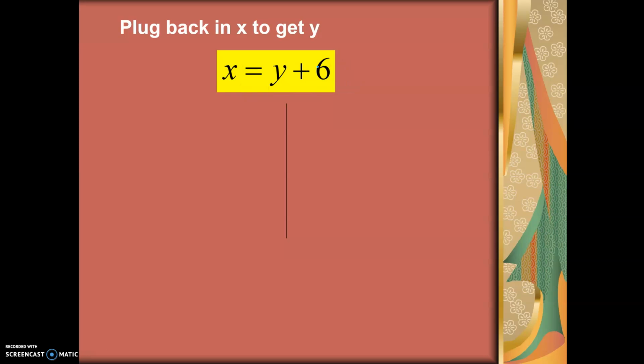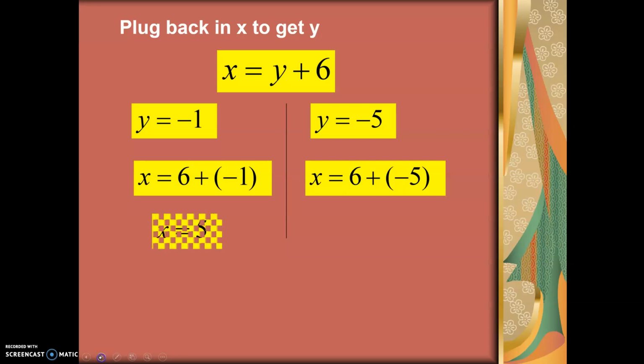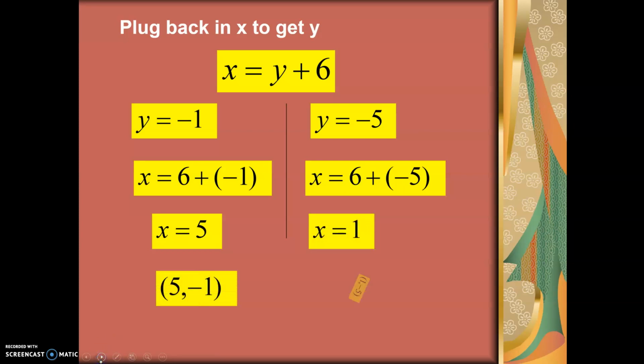X is equal to y plus 6. So I'm just cheating a little. And I want to plug in -1 for y, I'm sorry, and plug in -5 for y the second time around and get what x equals. So when y is -1, I get x is 5. And when y is -5, I get that x is 1. And don't forget to write them as coordinates. And that's it.